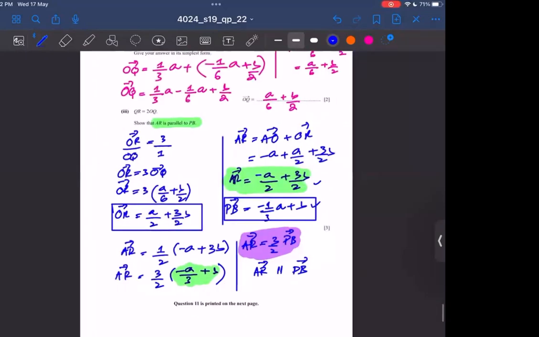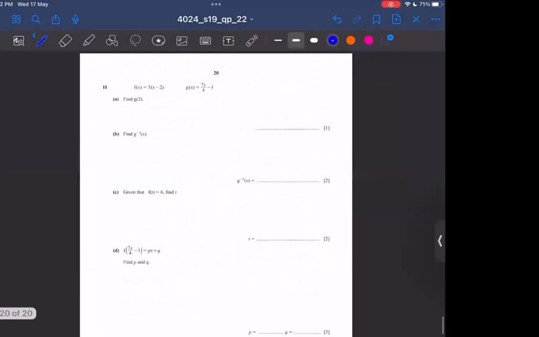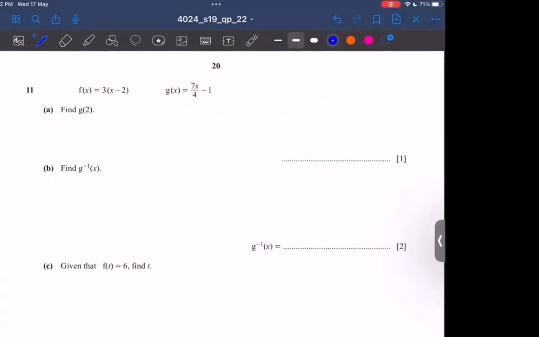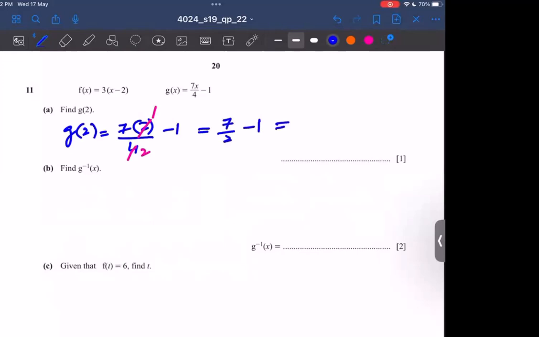Okay, so now we are on the last part. It says, what is g of 2? We have the gx function. G of 2 is going to basically you are going to put the x value 2, you're just going to cancel 2 ones are 2 to the 4. 7 by 2 minus 1. 7 by 2 minus 1, it is going to be 5 by 2. 5 by 2 is the answer.